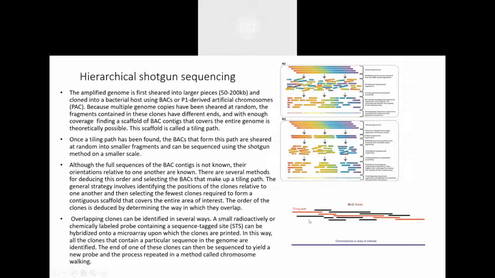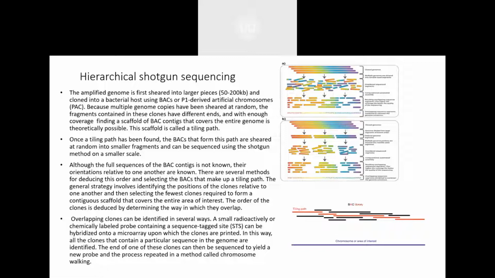Now, overlapping clones, how do we identify them? Which are the clones that are overlapping? Overlapping clones can be identified in several ways. A small radioactively or chemically labeled probe that is containing an STS or a sequence tagged site can be hybridized onto a microarray upon which the clones are printed. In this way, all the clones that contain a particular sequence in the genome are identified.